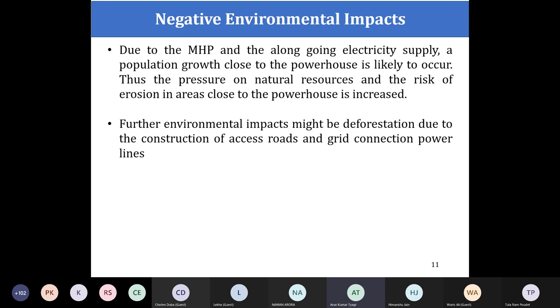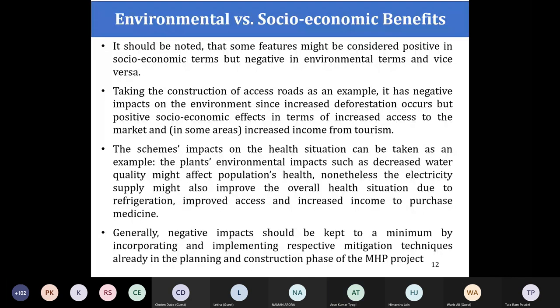Further environmental impact might be due to deforestation, due to the construction of access roads and grid connection power lines. So these are also negative environmental impacts, but in very small measure. Next. Now we will see the environmental versus socio-economic benefits.